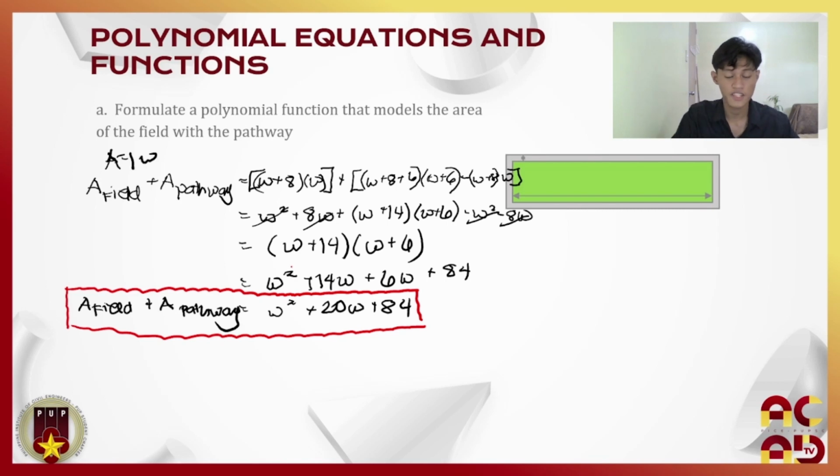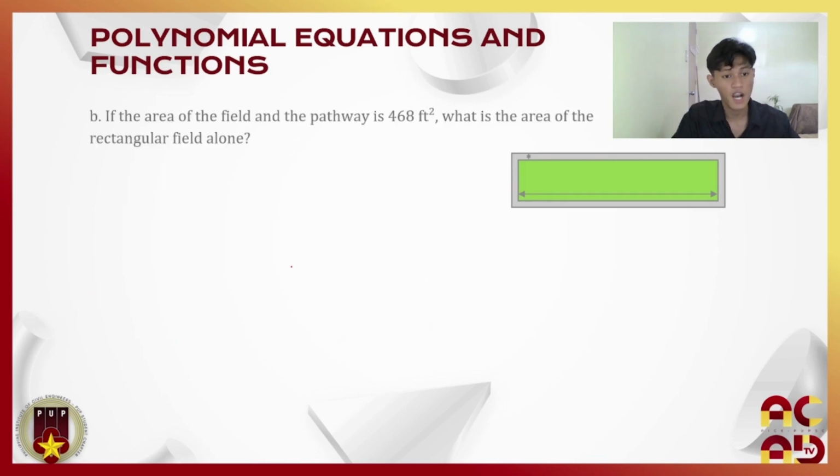Then proceed tayo sa letter B. If the area of the field and the pathway is 468 feet squared, what is the area of the rectangular field alone? So we have yung area nung field and ng pathway. So meron na tayong function nun. So ililist down na lang natin yan. So we have area of field plus pathway.